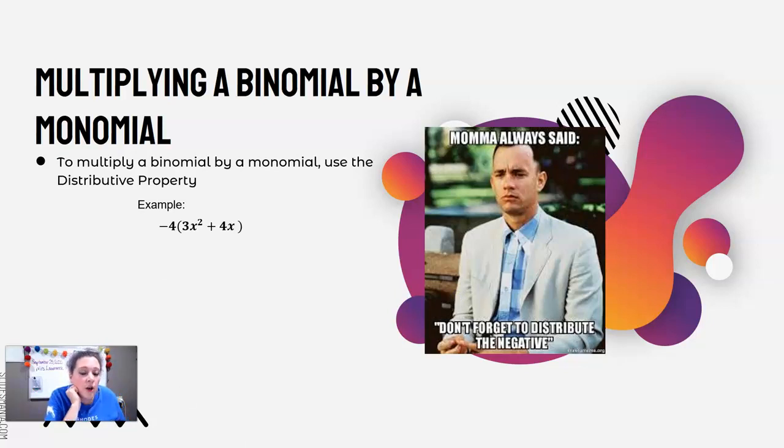In this question, we have a negative that we're going to get distributed. That negative 4 is going to get distributed right here. So when we distribute, we can't forget it. So distribute the negative 4.